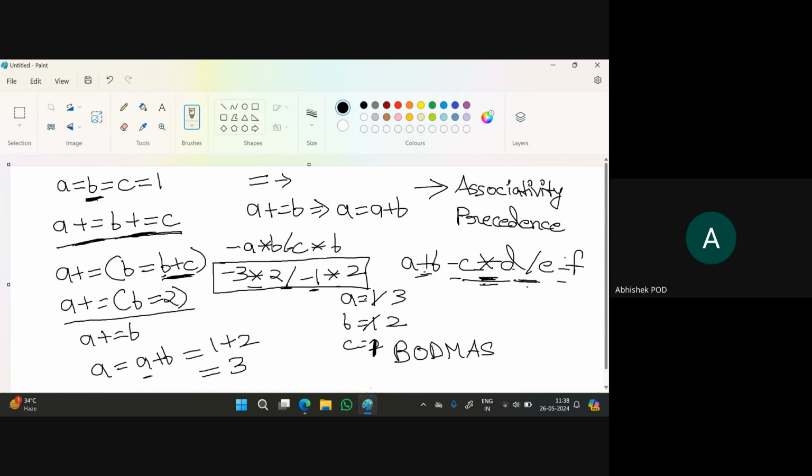Now, as you know that we have all the operators available here with the same precedence, what should we do? So we should evaluate from left to right. Exactly. So we will evaluate minus 3 into 2. What will it yield? It will yield minus 6. Right? Minus 6 divided by minus 1, multiplied. Now what should we do next?